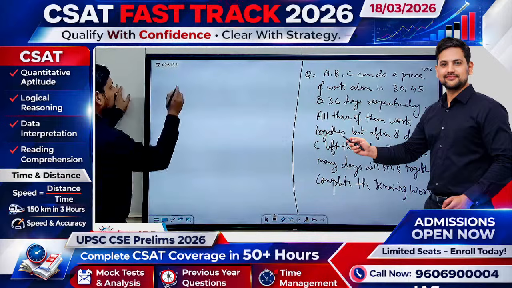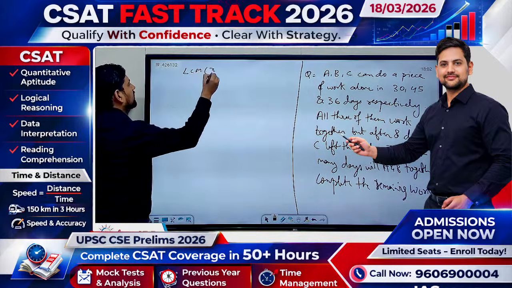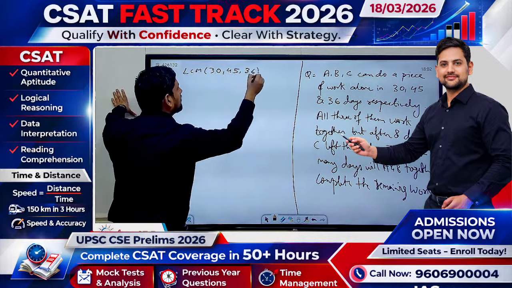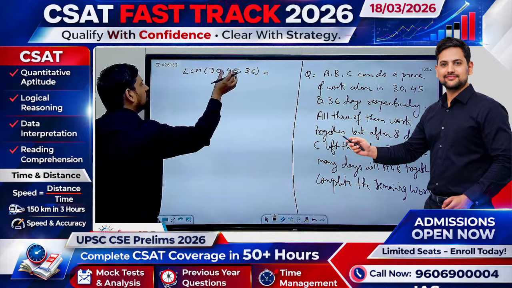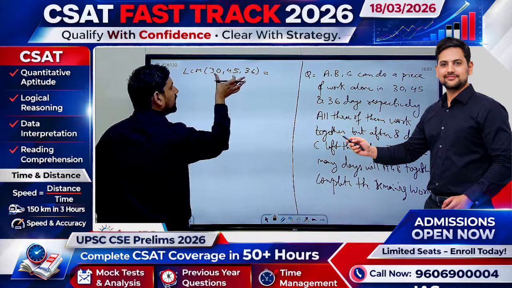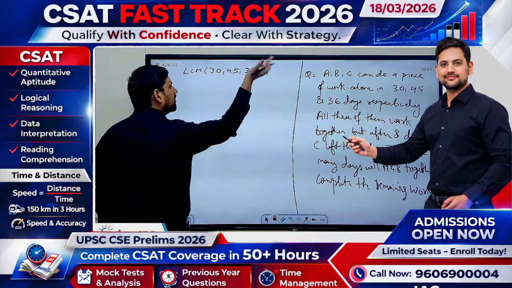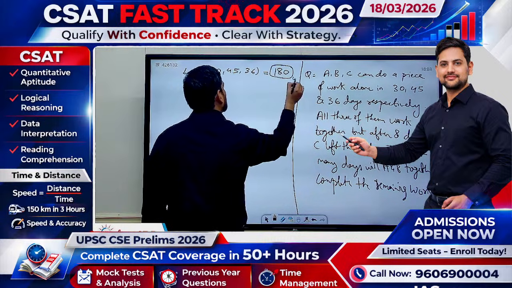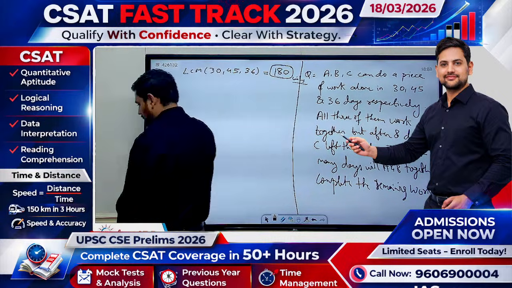For those who cannot find the LCM, I'll write the LCM. It's fine. 30, 45, and 36. Okay, if you see, 45 is the biggest one. So 45 into 2 is 90, not divisible by this. Then you go to 180. So 180 is the LCM. This becomes the total units of work. Now calculate.